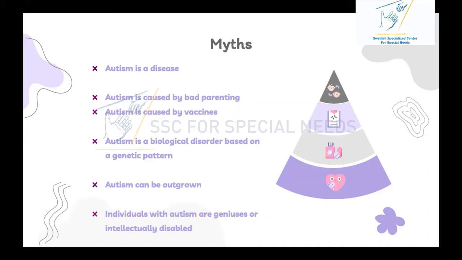Also, there are no biological markers, so no hormones or genes responsible. So it is a myth that it is a biological disorder based on genetic pattern. There is also a myth that individuals with autism are all geniuses, or on the other side, they are intellectually disabled.